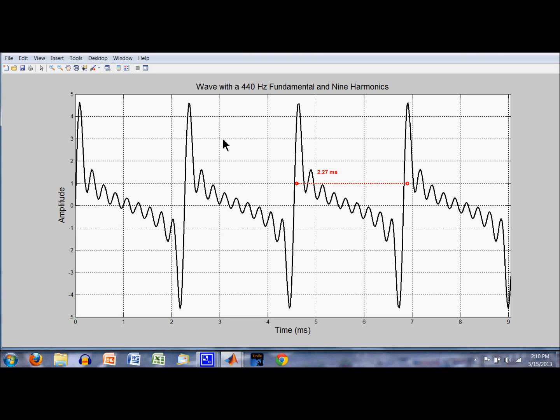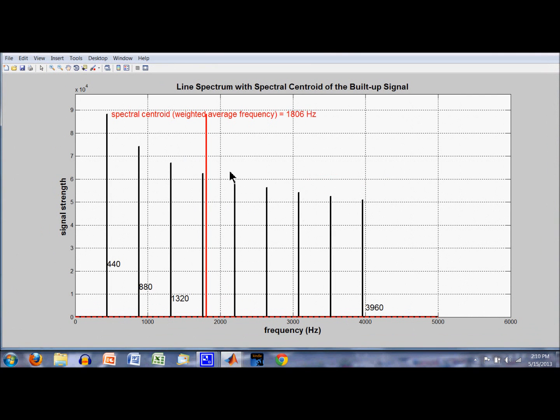Okay, the first sound you heard was the sound of this wave. The second sound was the sound of the single 440 hertz. The first sound was a little bit tinny, at least to me it was, because it has the higher harmonics in it. Here's the line spectrum. You can see I'm plotting signal strength against frequency, and I get a line at each of these harmonics. The strength or the height of the line decreases because there's less power at the higher harmonics.